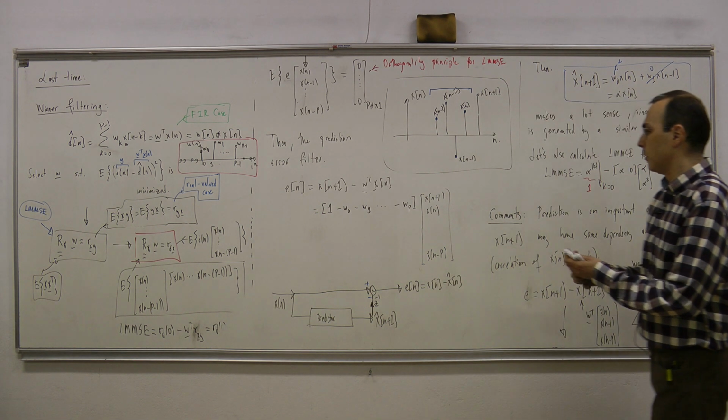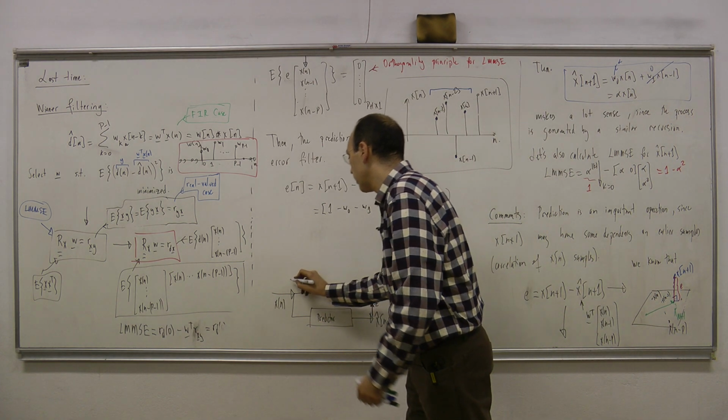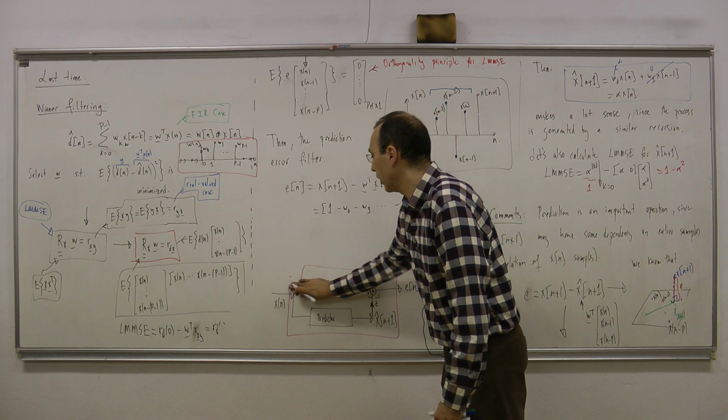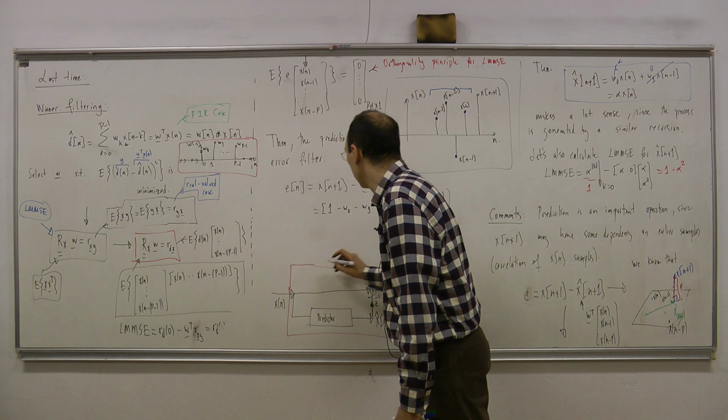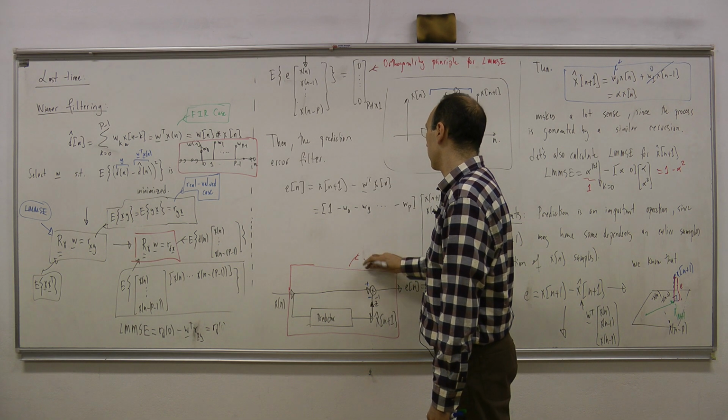And the whole thing becomes, from this point to this point, okay, let me draw it like a box. So this becomes the prediction error filter.